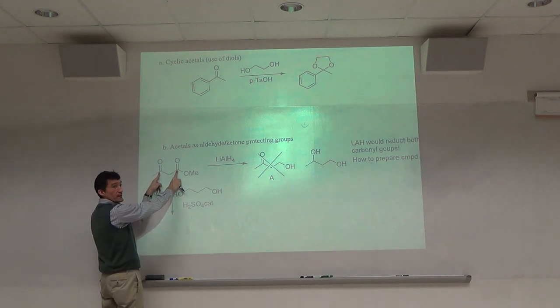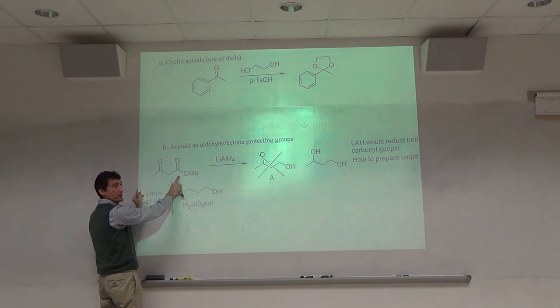Which functional group is more electrophilic? The ketone or the ester?